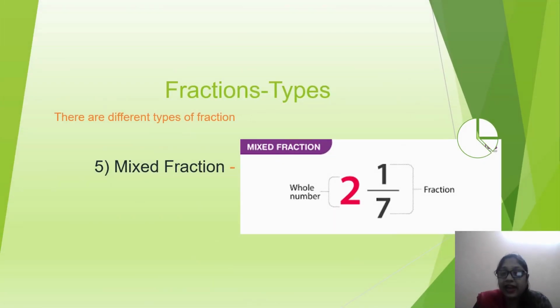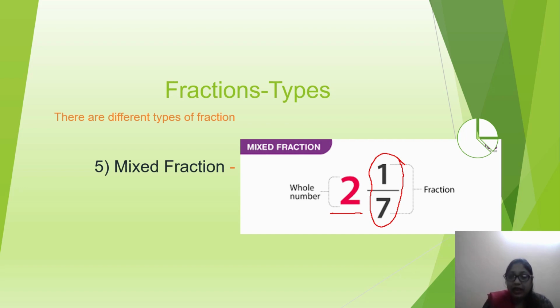The fifth one is mixed fraction. Mixed fraction is the combination of the whole and the fraction. In the example, we can see that 2 is the whole number and 1 upon 7 is the fraction. So the combination of the whole number and the fraction together is called mixed fraction.